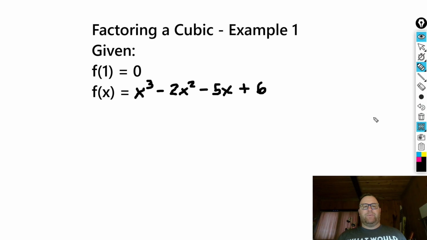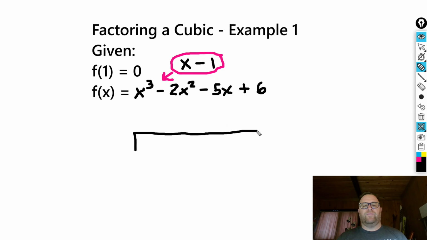In our first example, we want to factor this function f of x equals x cubed minus 2x squared minus 5x plus 6, and we're given that f of 1 is equal to 0. So what does that tell you? Well, using the factor theorem, x minus 1 is going to be a factor of this cubic polynomial. So we can use polynomial division to figure this out. So let's divide this out.